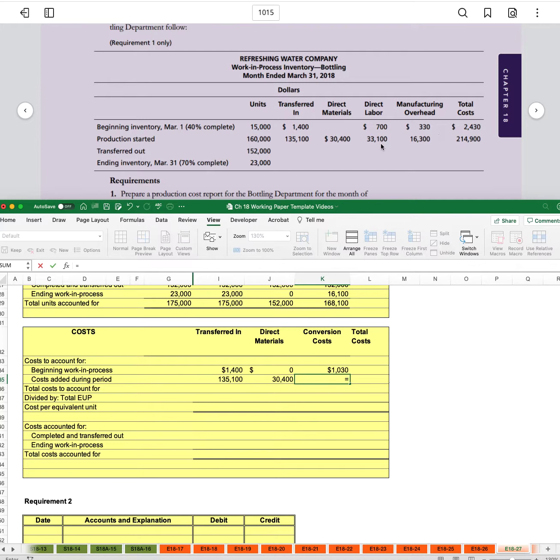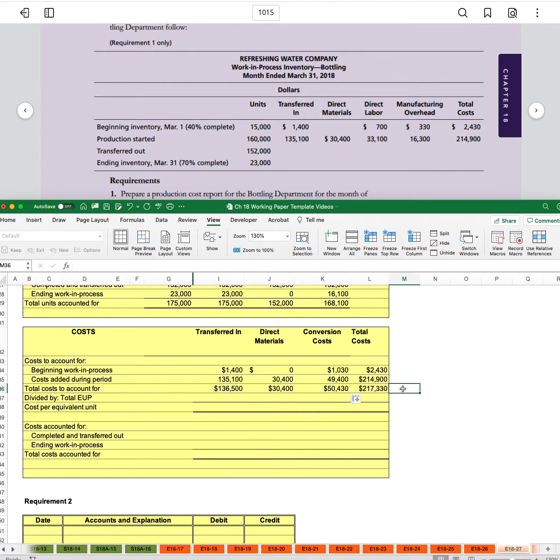Cost added during the period, 33,100 plus 16,300 for 49,400. And now we just need to do some sum functions across our row. And then once we've done that, we can pull it down. And then we'll also sum for each column, and pull that formula across our row.